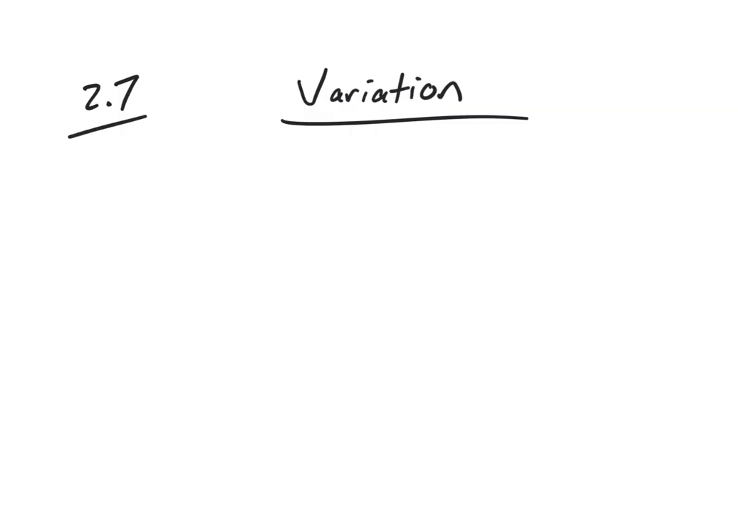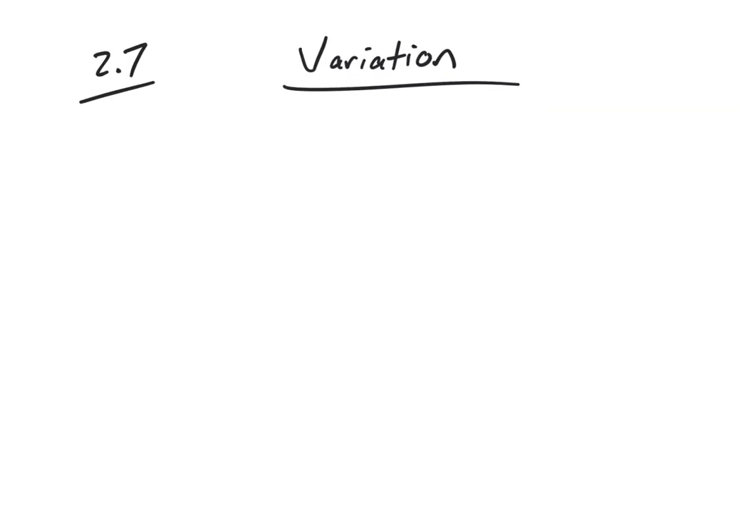You've seen probably at least 2 of these before. And then the third one is going to be kind of a combo of those 2. So the first kind of variation is what we call direct variation.